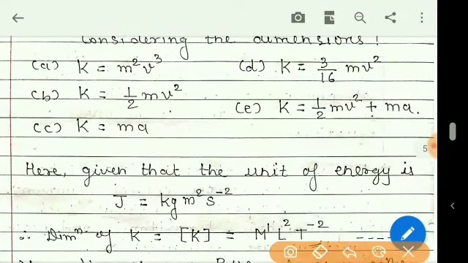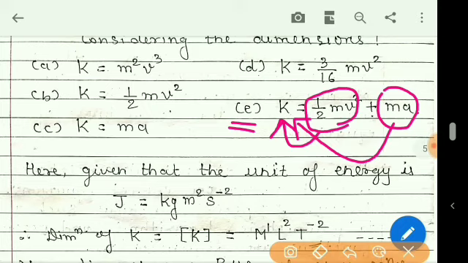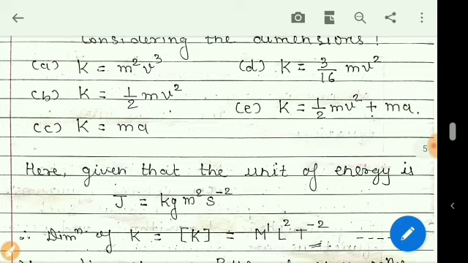Students, here you have seen that in this equation E, the dimension of this term matches with the dimension of kinetic energy, but the dimension of this term does not match with that of kinetic energy. And for any equation to be correct dimensionally, all these terms should have the same dimension. So I hope this is clear to you.